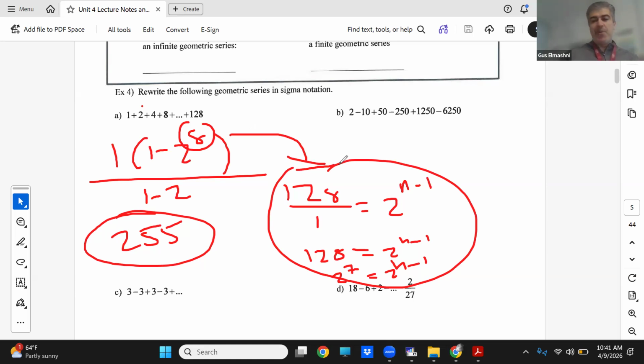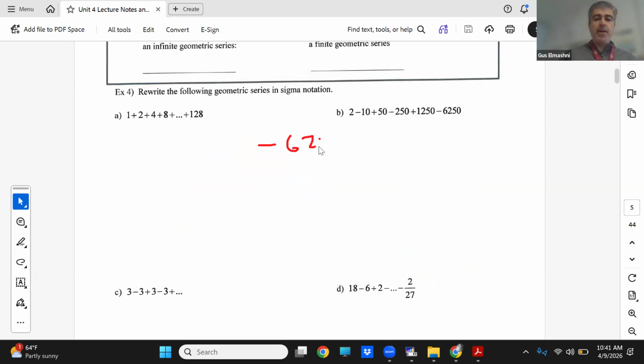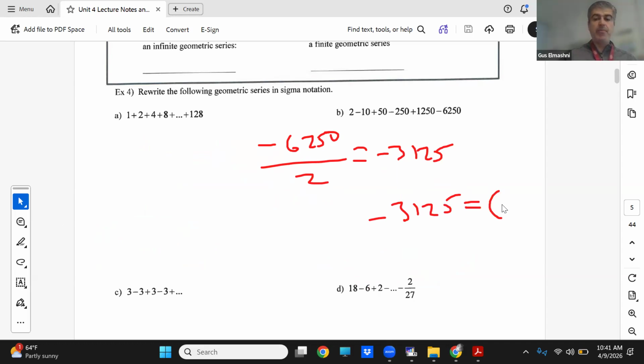Like, let's look at part B, right? For part B, it's pretty obvious how many terms I have. 6 terms, right? But what if you didn't know that? If I divided the last term by the first term, I get -3125. Now, what's my common ratio here? -5, actually.